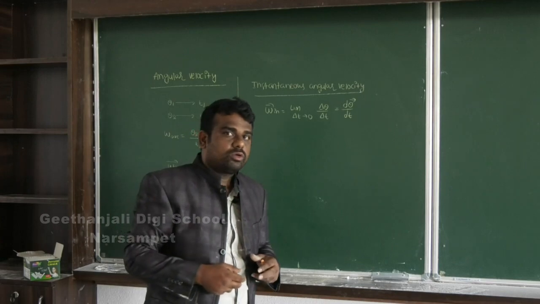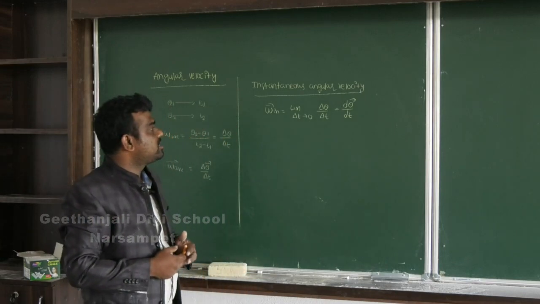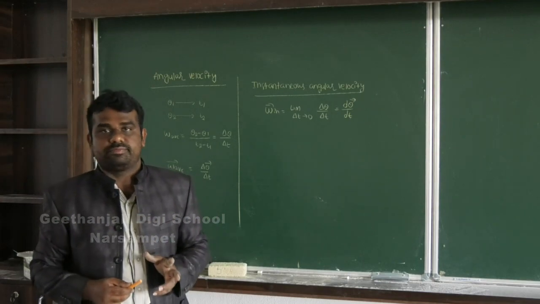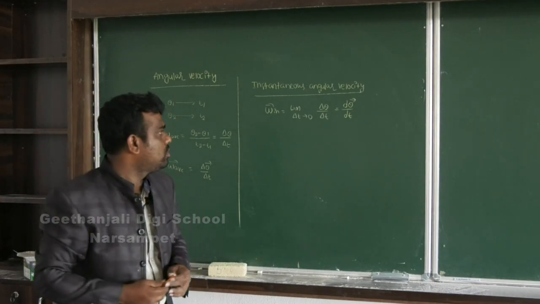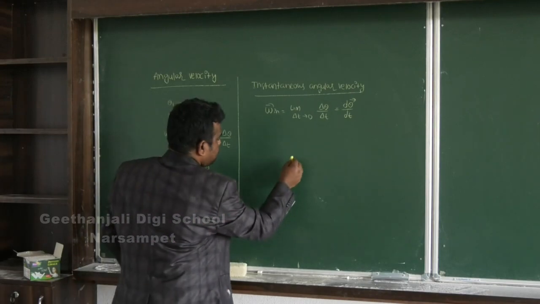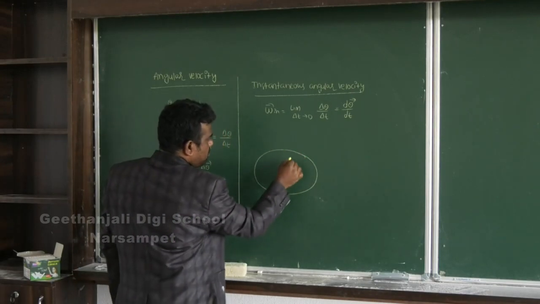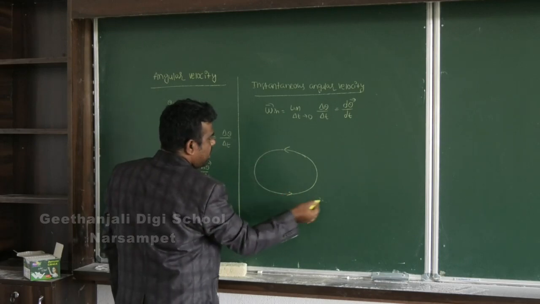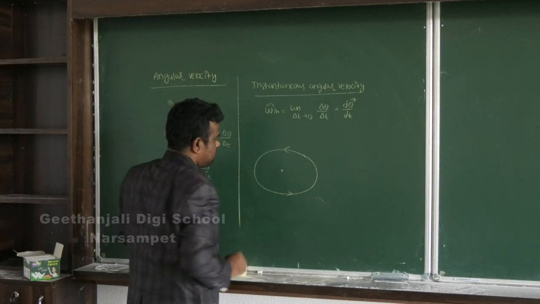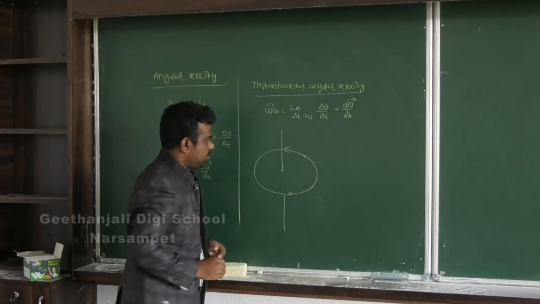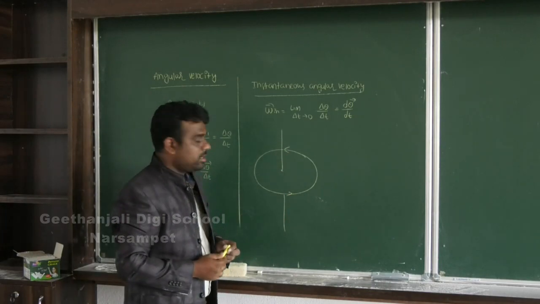So to know the direction of the angular velocity, here we use the right hand thumb rule. What is the right hand thumb rule? For example, suppose a particle is moving in an anti-clockwise sense like this. So this is the axis of rotation, right?